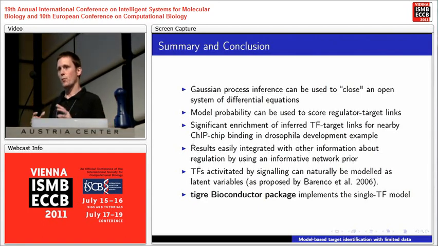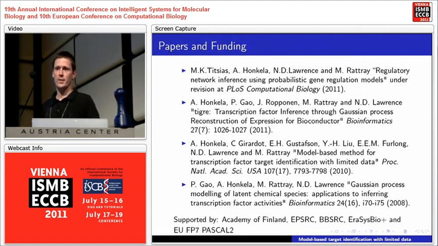Okay, so Gaussian processes are a useful way to close open differential equation models of regulation. The model probability can be used to score different models and thereby find likely regulatory interactions. We can easily integrate this with other information about the network. I was only using gene expression time course, but we could use chip data to make these predictions better. And this is all implemented in the Tigra Bioconductor package, which is available now. And these are the papers. Thanks.